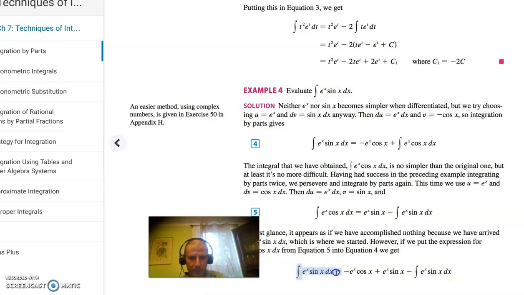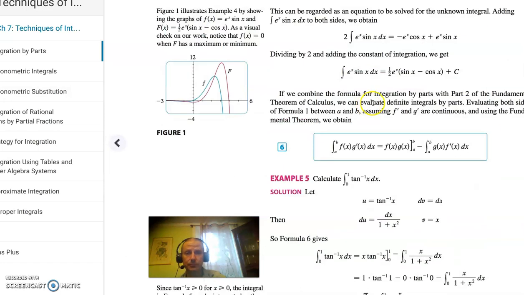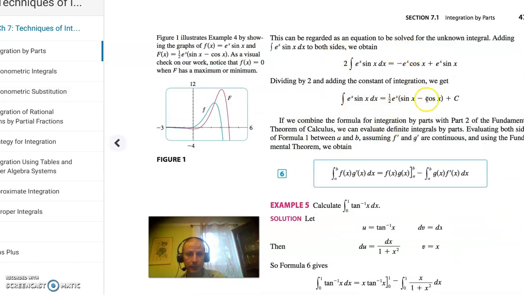Notice that this integral has appeared twice. And since it's appeared twice, you can treat it like a variable and just solve for it to get the answer, which is what they do. Here they've solved for it and they get their final answer.